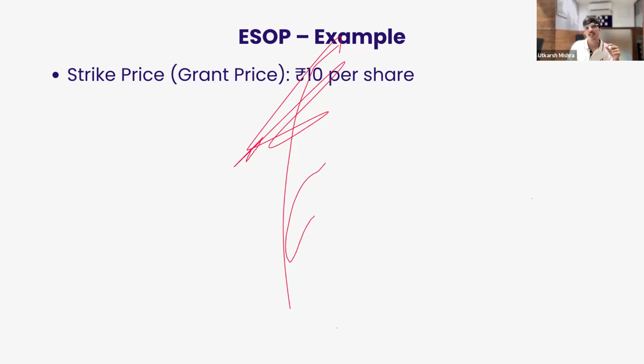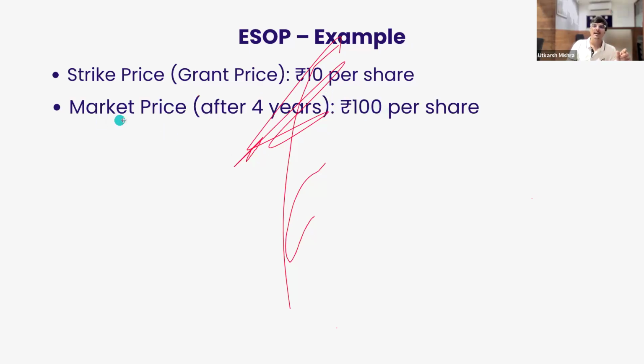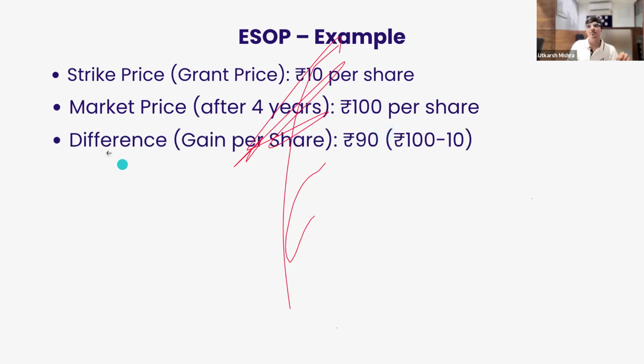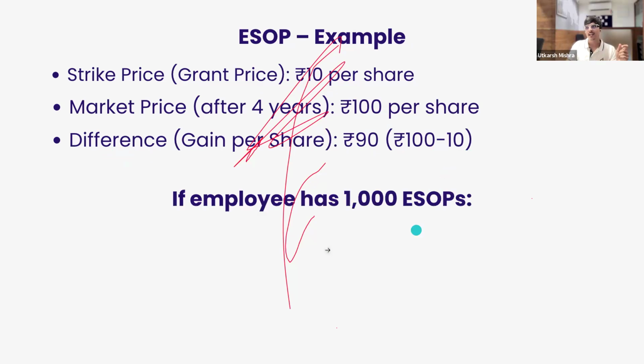Because the price of the shares when the company issued to you was 10 rupees, and then there is a market price. Let's say the company made a lot of progress, and after 4 years, now the price of the share is 100 rupees. The difference between these two is the gain per share, which is 90 rupees, 100 minus 10.